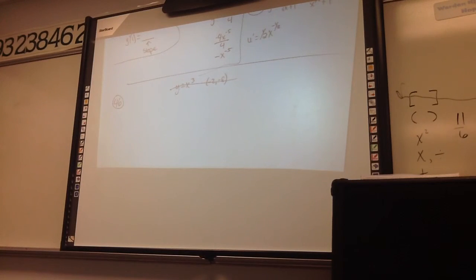Gas in a cylinder is maintained at a constant temperature T. Pressure P is related to volume V by the formula P equals nRT over (V minus nb) minus an squared over V squared. A, b, n, and R are constants. So find dP over dV. You have no numbers. That sucks.